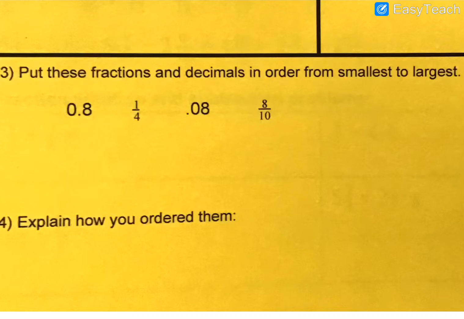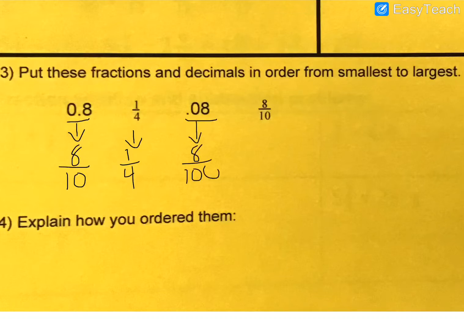So I'm just going to go over this question, and we're going to solve it using two steps. The first step is just going to be to put everything in the same form. So we're going to take our decimals and convert them to fractions since we're working with fractions right now. This first decimal reads 8/10, so that's written as 8/10. We're going to bring down 1/4. This next decimal reads 8/100, so we write 8/100. And then we bring down our last fraction of 8/10.